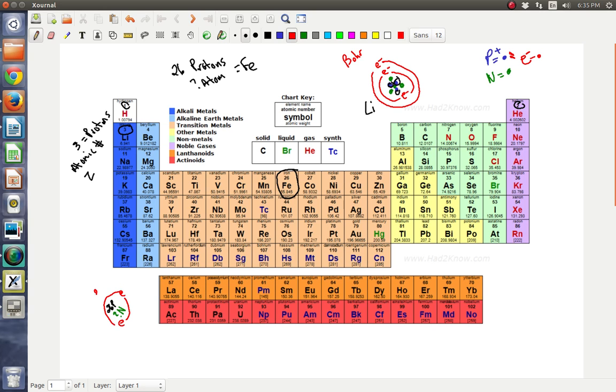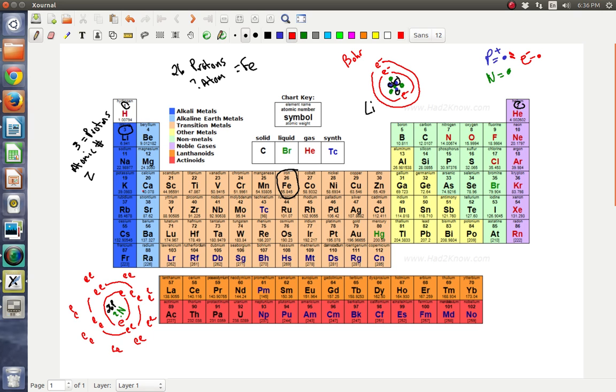The second energy level can hold 8. So 2, 4, 6, 8. That's energy level 2. All right, so that's 10 electrons. That means I have 16 more to go out of 26. And then the third energy level can hold 18, so the rest of them are in this third energy level. So I have 16 more to go. So 1, 2, 3, 4, 5, 6, 7, 8, 9, 10, 11, 12, 13, 14, 15, and 16.